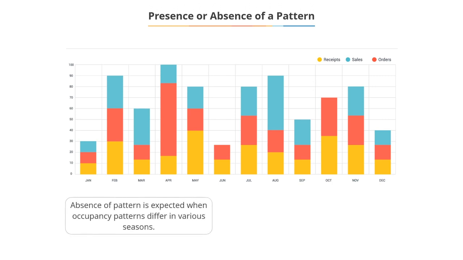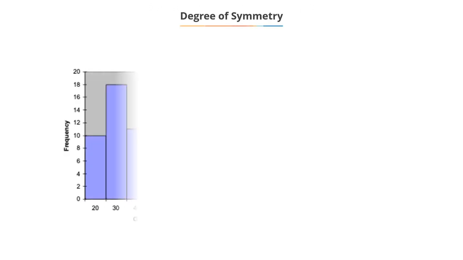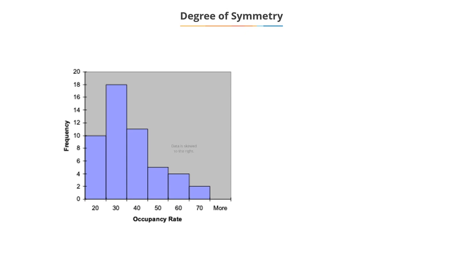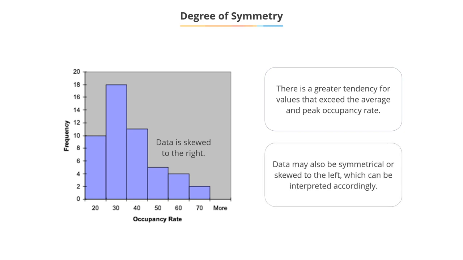When occupancy patterns differ in various seasons, this is to be expected. Use of different histograms for each season helps in identifying the pattern for that season. Degree of symmetry. In the given figure, data is skewed to the right. Hence, a greater tendency for values that exceed the average and peak occupancy rate appear to occur. However, data can be symmetrical or skewed to the left, and these may be interpreted accordingly.